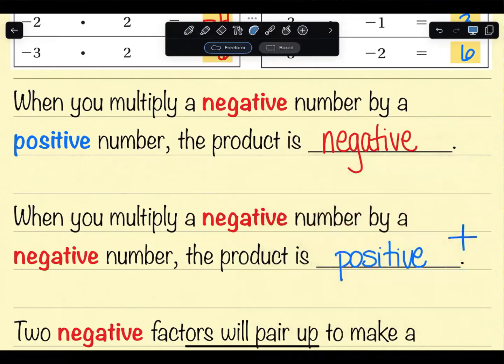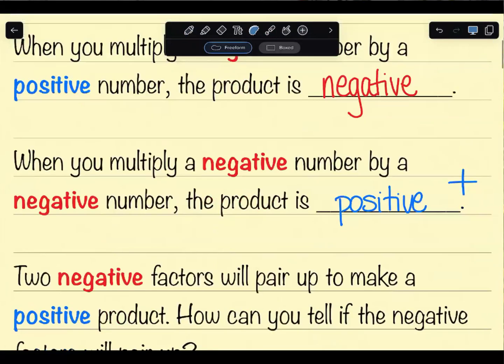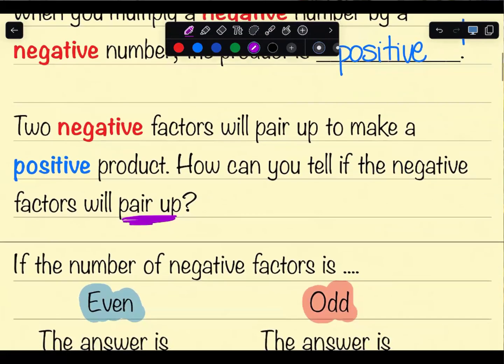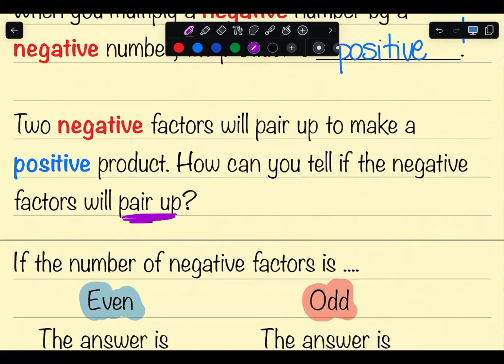But if you only have one negative number, there's not another negative sign for it to make a positive symbol with. Okay. Two negative factors will pair up to make a positive product. How can you tell if they're going to pair up? Well, if I asked you to pair up today and I said you can only have groups of two, or pairs, you'd be able to tell if we have an odd or even number. If there's an even number of people, everybody could pair up. And if there's an odd number, somebody's left out.